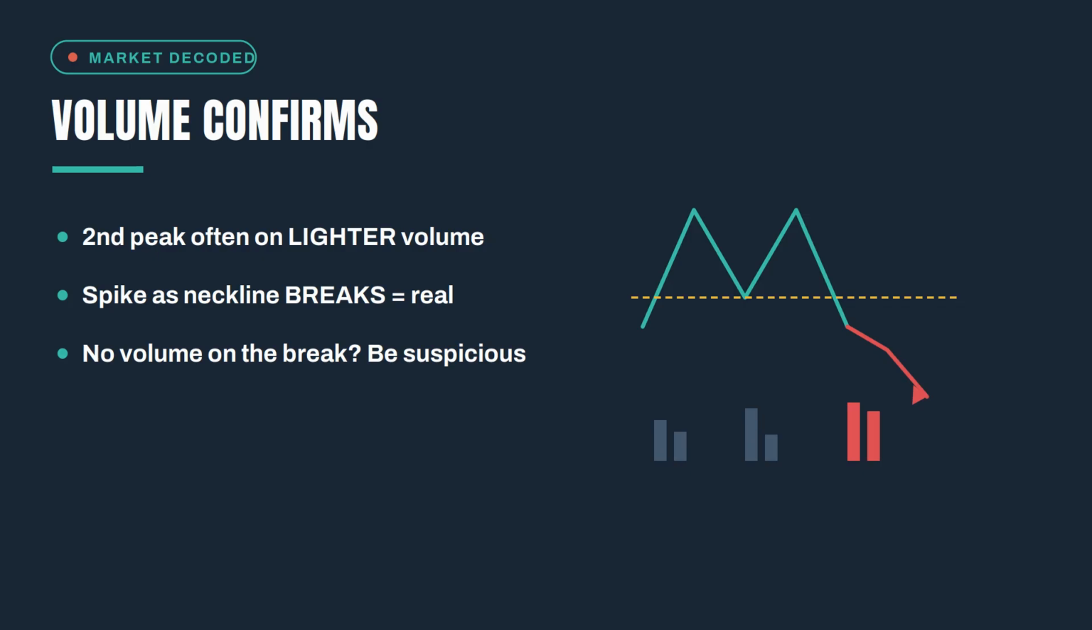Volume adds confidence to the picture. In a textbook double top, the second peak often forms on lighter volume, a sign that fewer buyers are willing to chase price higher. And then volume tends to spike as price breaks below the neckline, confirming that sellers have taken control. If the neckline breaks on weak volume, be suspicious. Volume is how the market quietly tells you whether a move is real or just noise.